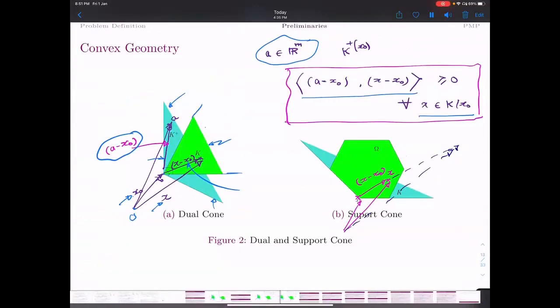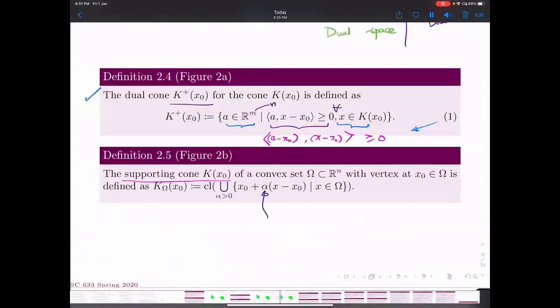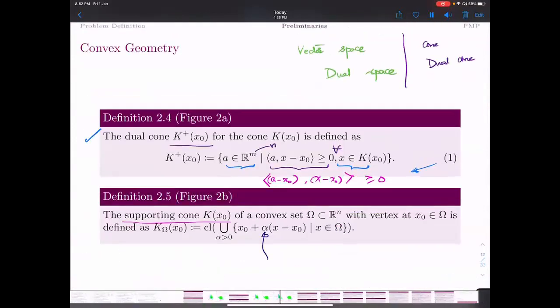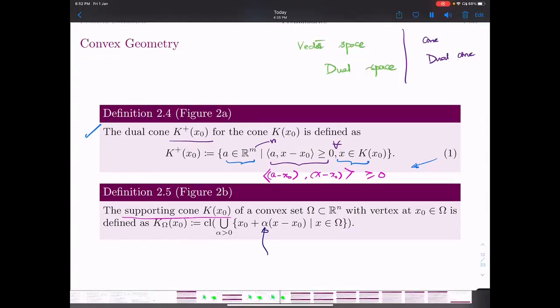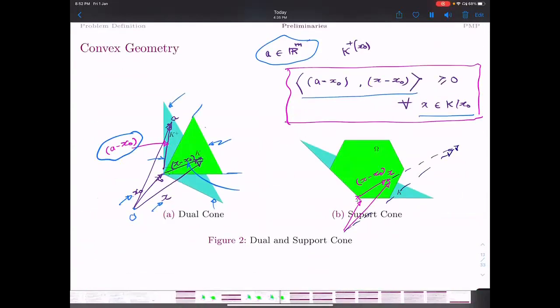Let's not worry about separability right now. Then the supporting cone is defined as the closure. I won't get into too many details of this, and so we will jump to the main theorem. So you have associated with these convex cones a notion called a dual cone.